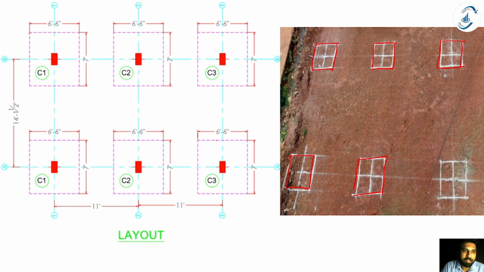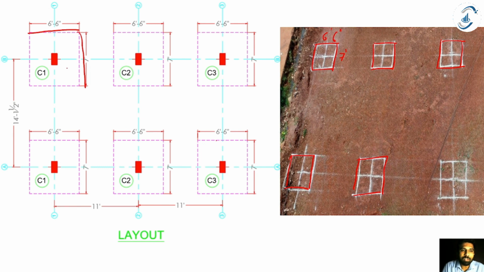This is the width of my excavation. This is the length of my excavation pit. This is the width of my excavation pit. This is the length of my excavation pit. So this is going to be 6 feet 6 inch, and this is going to be 7 feet. Now why is this 6 feet 6 inch, and why is this 7 feet? This all comes from structural analysis, and this is usually given.